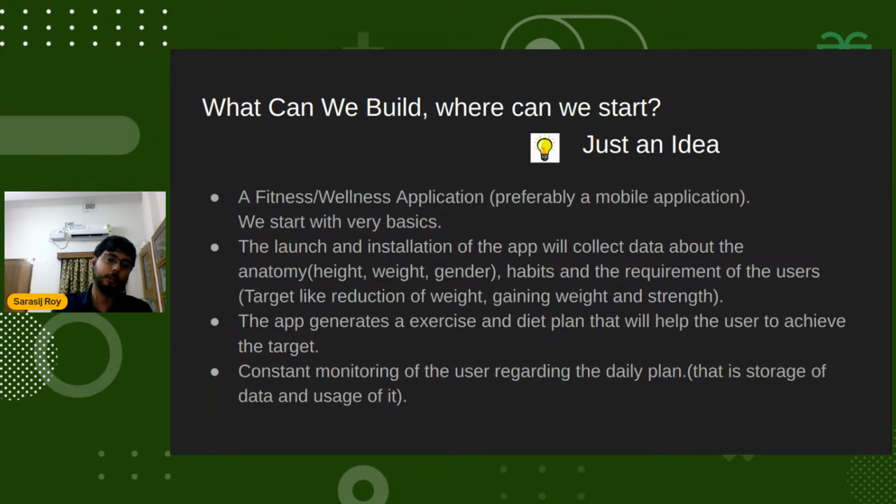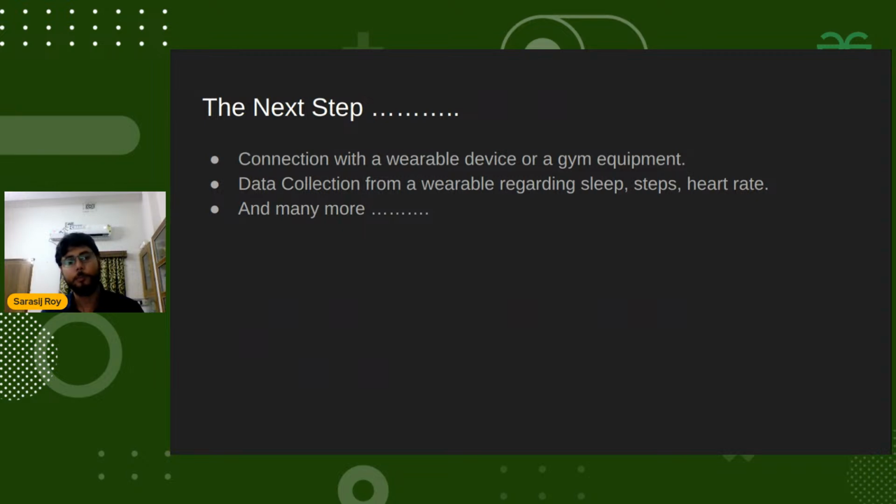But what do you do in the next step? That is where you come to connection with a wearable device or gym equipment. The device itself is going to collect the data, like what was your heart rate today at 9 o'clock, and what is your heart rate at around 3 p.m. It is going to collect the data and give you the data. Now you store the data, make your data utilization, and give the results, conclusions and predictions.